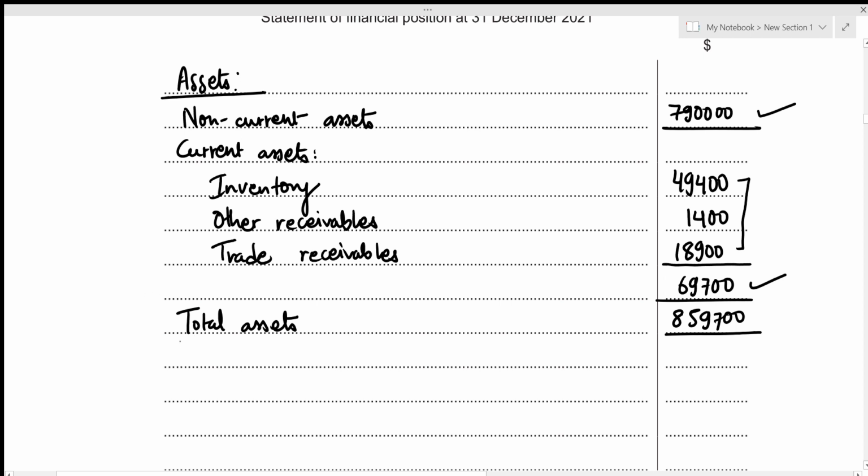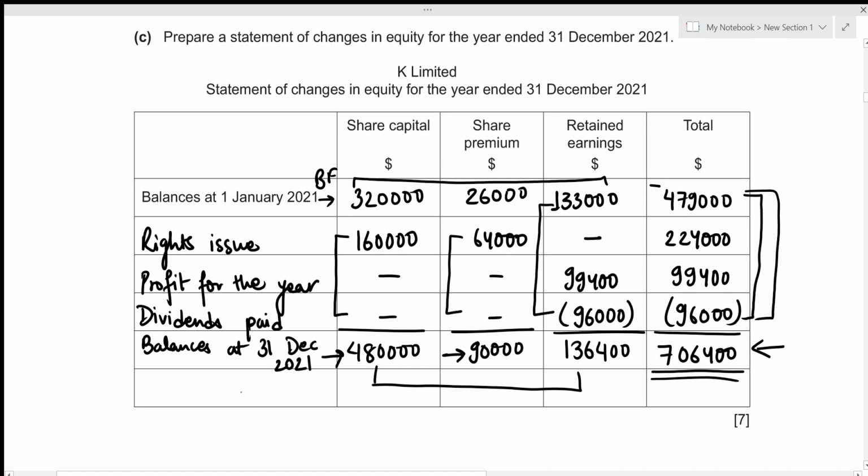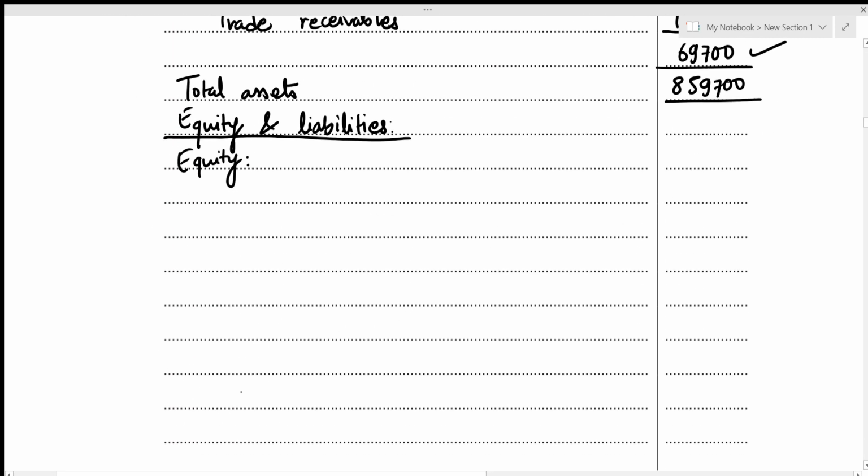Now we can move towards the equity and liabilities section. And since we're preparing the statement of financial position for a limited company, we will be terming our capital as equity. Okay, let's start with the equity section. And for equity, as we can see in our statement of changes in equity, there are three portions. So the first one is share capital, second one is share premium, and the third one is retained earnings. So let's write it down.